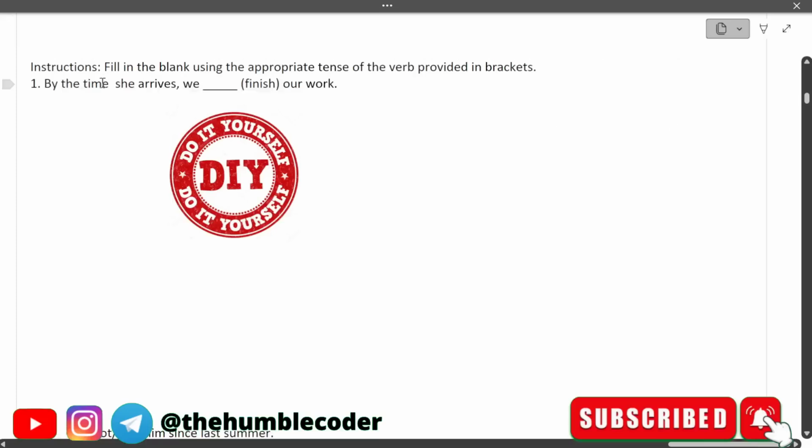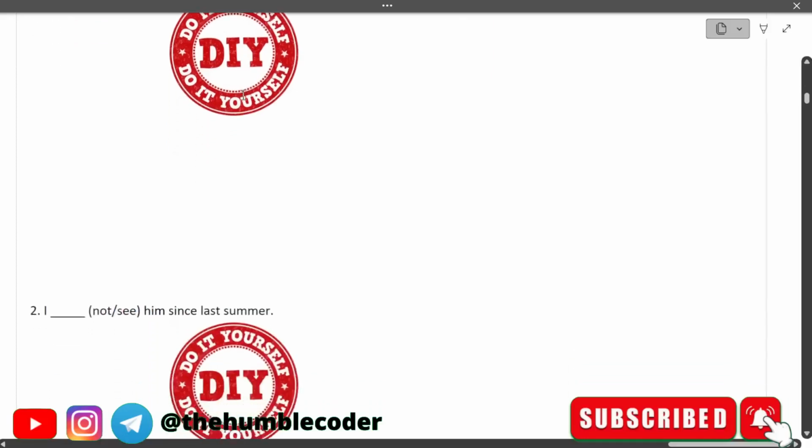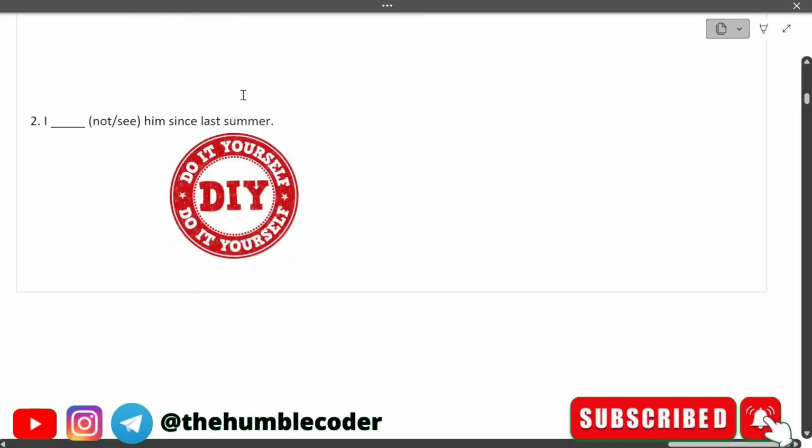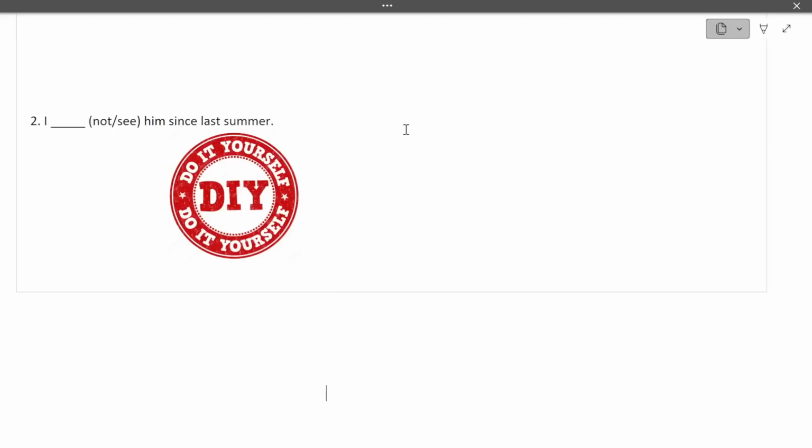So guys, this is your DIY question 1. What you need to do is fill in the blanks with the appropriate tense of the verb. Okay, we have already seen these kinds of questions. The question is: by the time she arrives, we dash our work, and the word that you have is finish. Moving on to question 2: I dash not or see him since last summer. The second DIY question is: I dash not or see him since last summer. You need to again fill in the blank. So make sure that you attempt both these DIY questions.